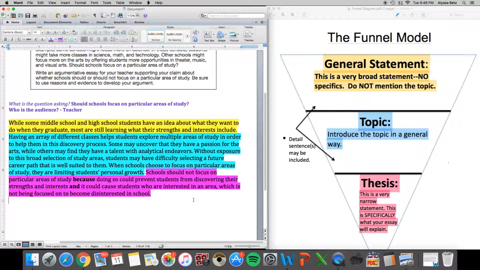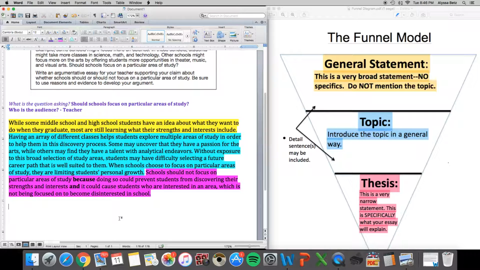So the thesis statement should state your side of the argument. So you're going to say something along the lines of, schools should not focus on particular areas of study. Or you could take the opposite stance, schools should focus on particular areas of study. And then you're providing 2 to 3 reasons why you believe this. So for today, we're going to do 2 reasons.